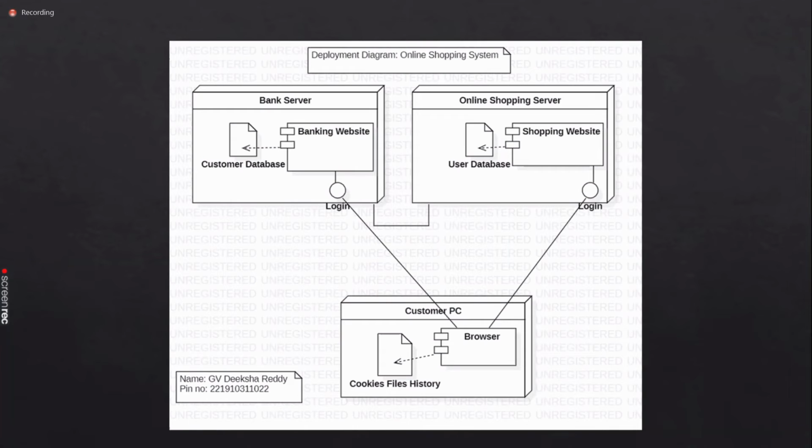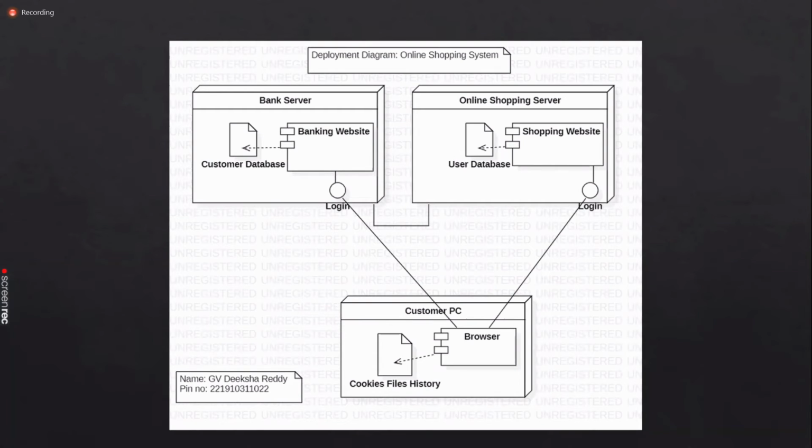Next, there exists an interface between the customer PC and the online shopping server, which is represented by a circle and is called login. Now, the online shopping server is providing the interface and the customer PC is relating to it. So we can see a connection between the two.